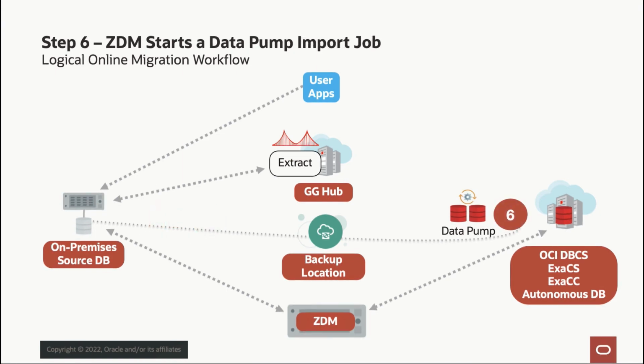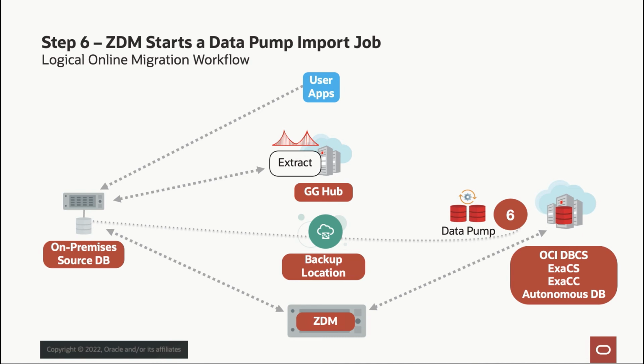Now, the next step, of course, is for ZDM to start a data pump import job on the target that will leverage the dump files that were exported to the back application to instantiate a target database in the cloud. But let's step back a second and talk about different targets. If you're migrating to an autonomous database, then this step is exactly as described. ZDM starts a data pump import job at the target database, the autonomous database, and then imports the dump files and instantiates a new database in the cloud.